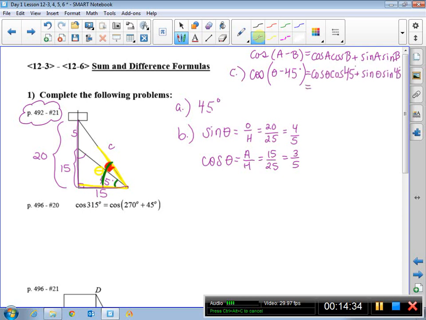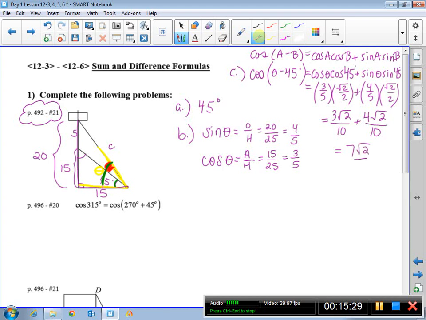Okay, and we know some of these. Do we know what cos of theta is? 3/5, from part B. Cosine of 45 degrees? Good. That's a chart value. Sine of theta, and sine of 45 equals radical 2 over 2. All right, so a little arithmetic here. 3 radical 2 over 10 plus 4 radical 2 over 10 is 7 radical 2 over 10.